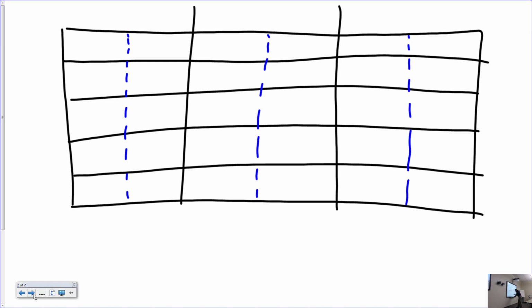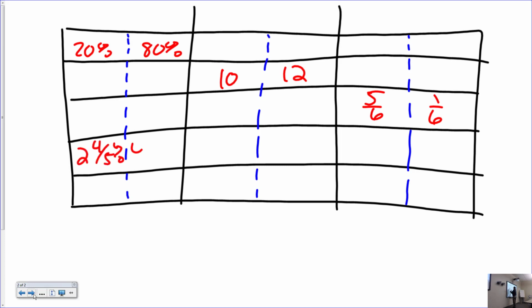Okay, so what was available on the test, depending on which test you had? So you either had 20% or 80%, and then you either had 10 or 12, and then you either had 5/6 or 1/6, and then you either had 2 4/5% or 4 1/4%. And then you either had 0.002 or 0.006. So the red is the stuff that you guys were given on the table. The blanks were what you had to fill in.